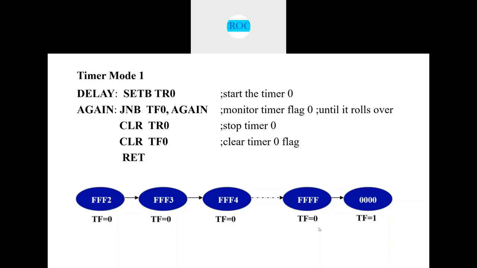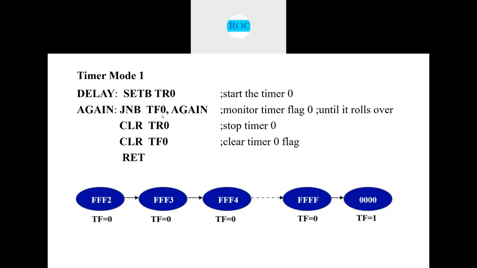And whenever it is FF, what will happen? It will reset to 00. The timer 0 register will be reset to 00. At that time it will set the overflow flag to 1. It will keep on checking whether that flag is 0 or not. As the count increases for timer 0, whenever it reaches FF, the maximum value, it will reset to 00 and set the overflow flag to 1.